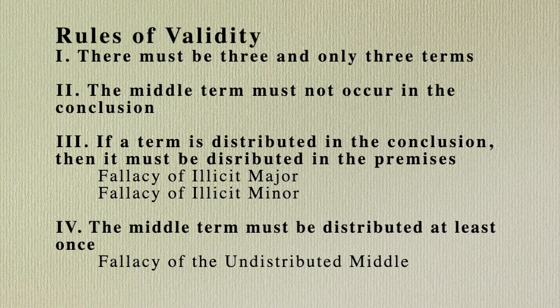So, to sum up, the rules of validity that we've encountered so far are 1, there must be 3 and only 3 terms. 2, the middle term must not occur in the conclusion. 3, if a term is distributed in the conclusion, then it must be distributed in the premises. And this one can be broken in one of 2 ways, the fallacy of illicit major and the fallacy of illicit minor. And Rule 4, the middle term must be distributed at least once. If we break this rule, we're committing the fallacy of the undistributed middle.